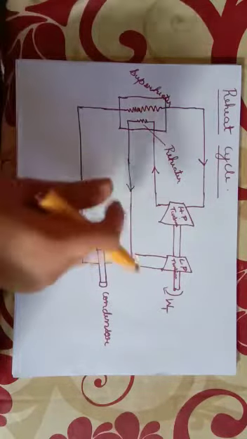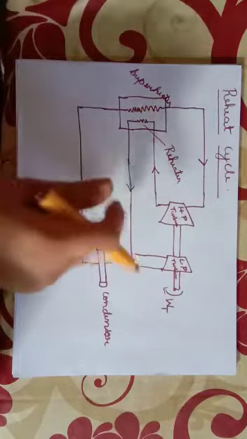And now we will see the TS diagram and HS diagram. This is the TS diagram and this is the HS diagram. This is point 1, this is point 2, point 3, point 4, point 5, point 6. And now we will see the equations.